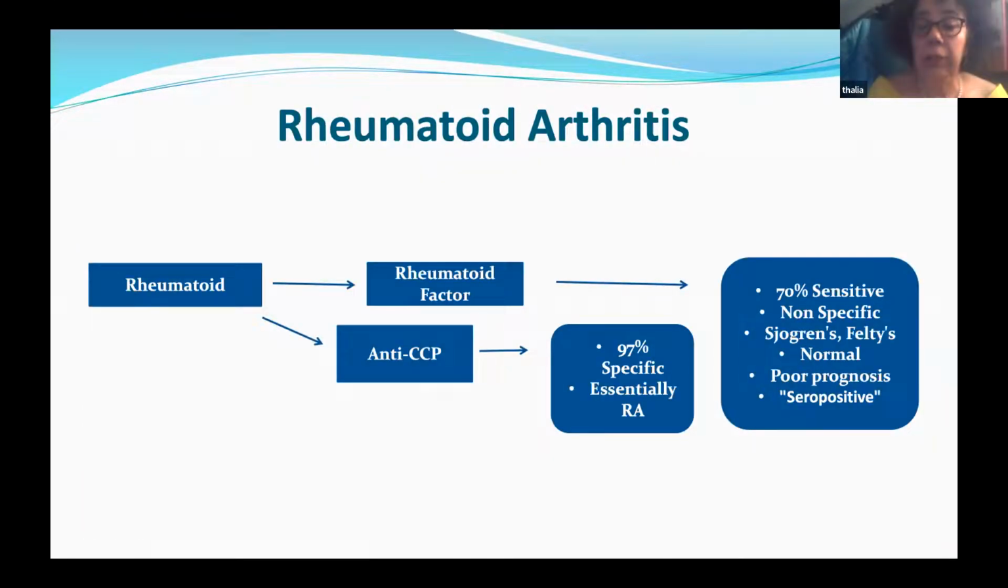With regards to rheumatoid arthritis, you have already heard that it is rheumatoid factor and anti-CCP antibodies. Rheumatoid factor is less specific than anti-CCP. It can also be positive in Sjogren syndrome, in Felty syndrome, and it can be found in a percentage of the normal population, between 5 and 10%. Those who are positive for rheumatoid factor and/or anti-CCP are called seropositive patients or seropositive arthritis.